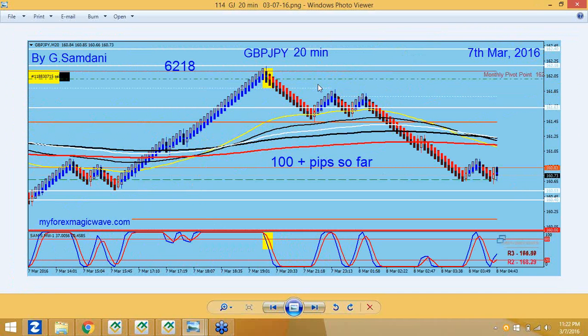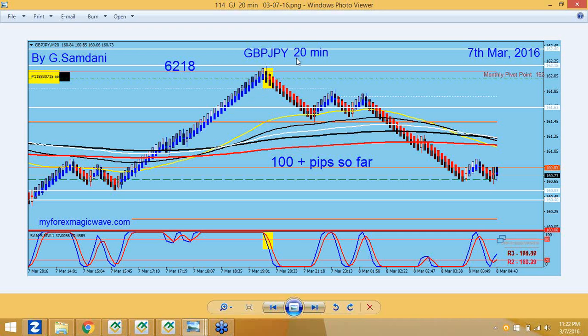And look what happened here. Why did I make the entry in a bit of a hurry? Because this big number here, 6218, was here, which before acted as a resistance, as well as the monthly pivot. So when I see the wick forming, and then it's returning after a big move, I was expecting a wave C to start to the downside.